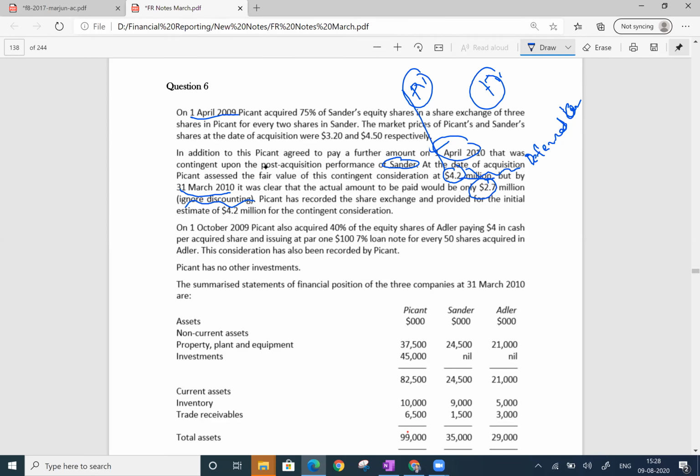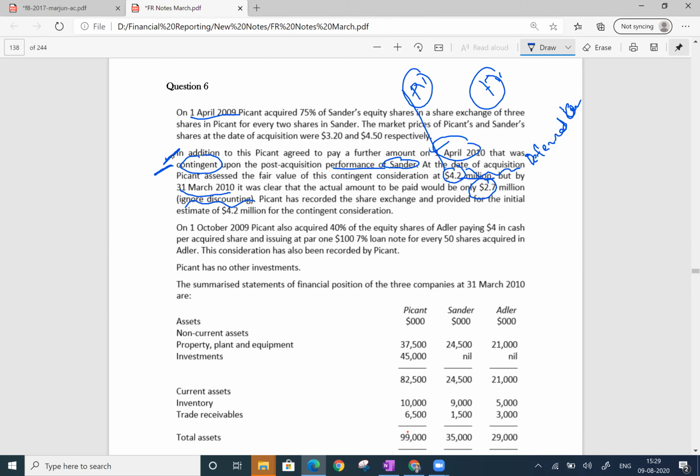Why is this known as contingent consideration? Because read the question, the second paragraph, first sentence. In addition to the share exchange, parent agreed to pay a further amount on 1st April 2010, after 1 year from acquisition, that was contingent upon the performance of Santer. If Santer performs well, they've already acquired 75%. Now they're saying that if you perform well, we will give you some more money. But you have estimated that you will have to pay 4.2 million after 1 year. So this is contingent consideration.